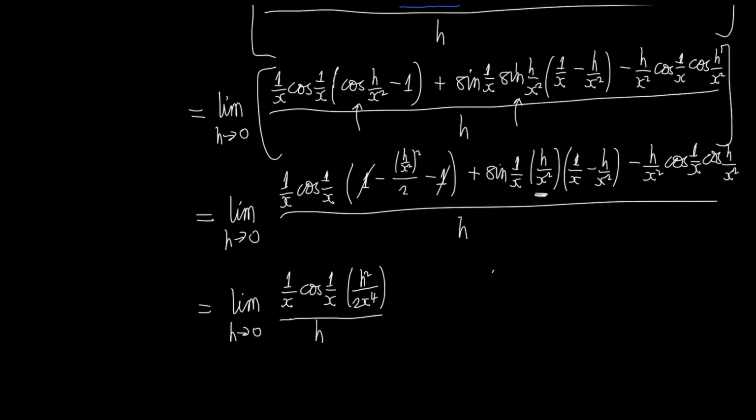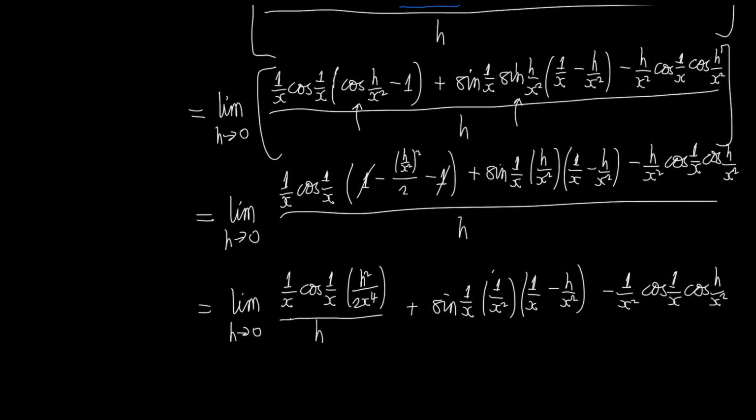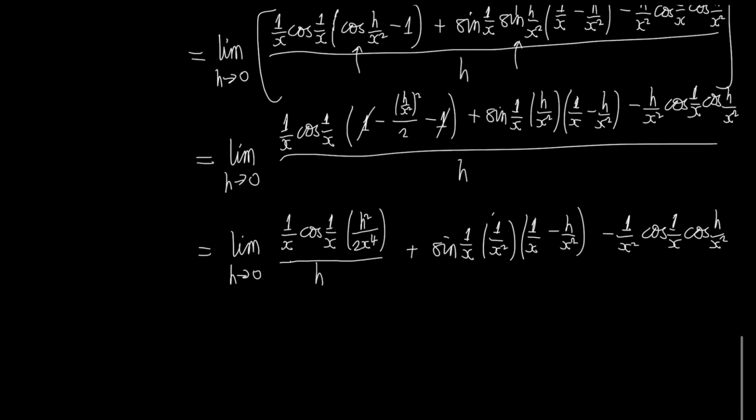This term by itself has an h in it, so we can just take the h out. So I have sine 1 over x, 1 over x squared, 1 over x, not squared, sorry, just 1 over x minus h over x squared. And same with this term here. You can just divide by h, leaving us with this term. So these two terms, we're ready to take the limit.